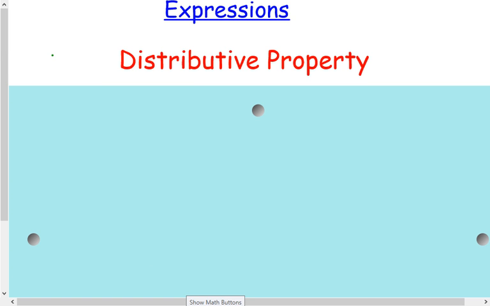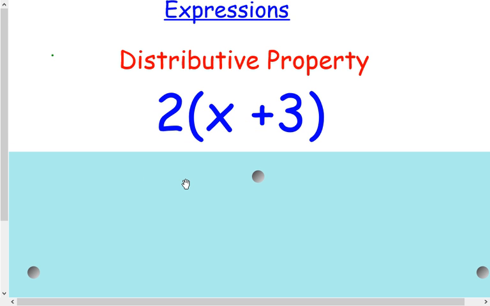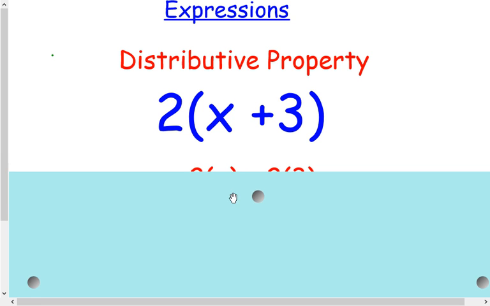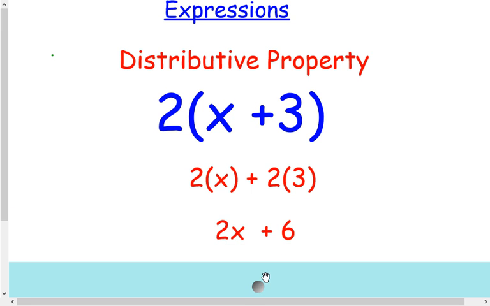Today we're going to simplify expressions using the distributive property. An example is 2 times the quantity x plus 3. We're going to take 2 and multiply it by each term inside the parentheses. So we multiply the 2 times the x, which is 2x, and we multiply the 2 times 3, which is 6. So 2x plus 6. So that's how we simplify expressions using the distributive property.